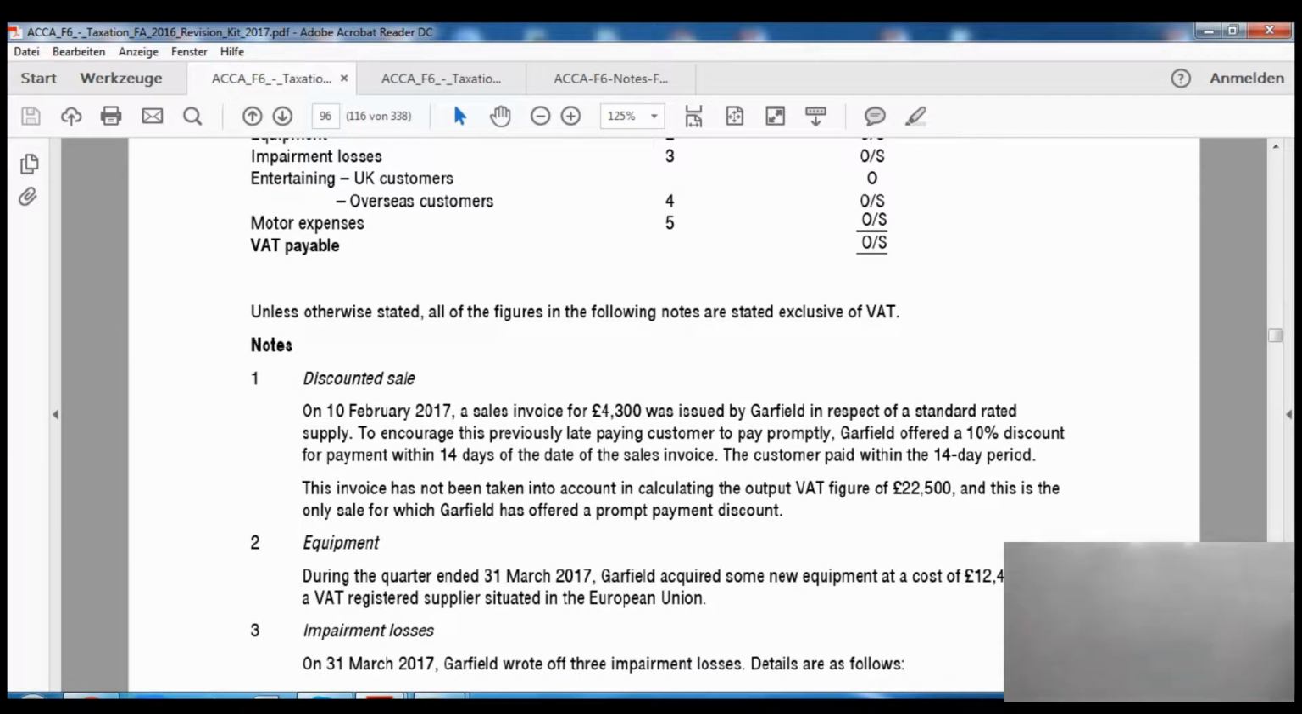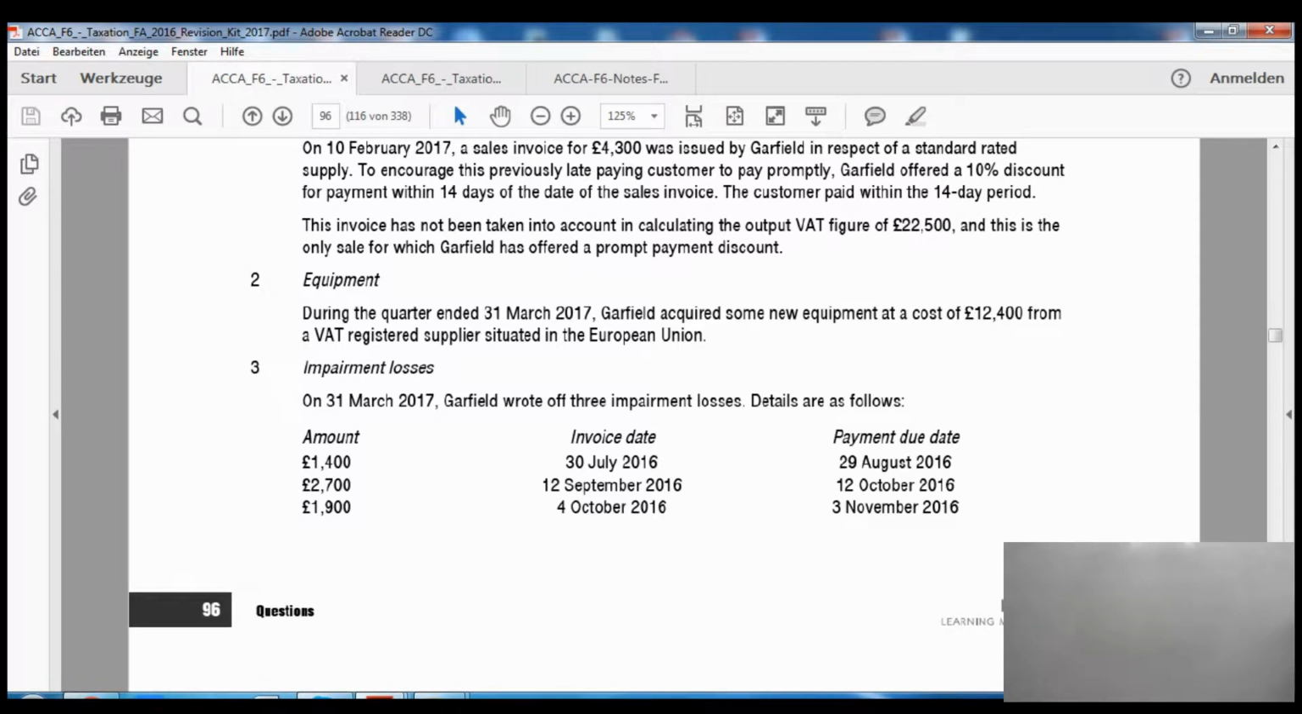Impairment losses, note number 3 where it is. On 31st of March 2017, Garfield wrote off 3 impairment losses. Details are as follows. Now these are impairment losses, these are bad debts. Now in bad debts, what we have to do is, we can recover value tax from HMRC if it has been more than 6 months. So if it has been more than 6 months since the payment due date, then we can recover from HMRC.